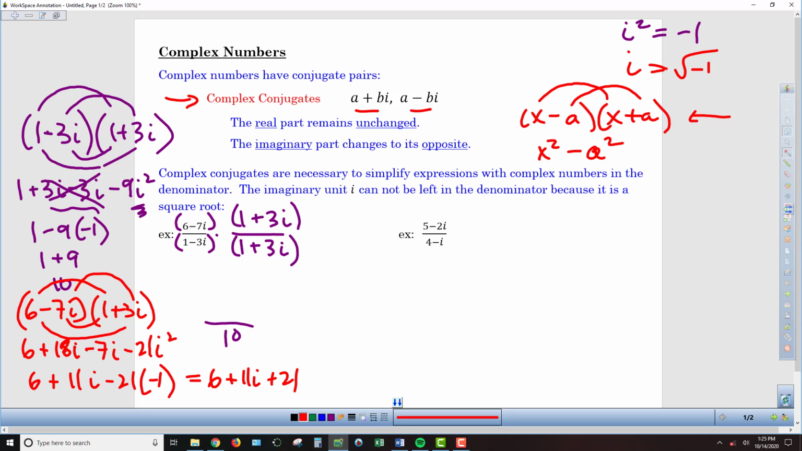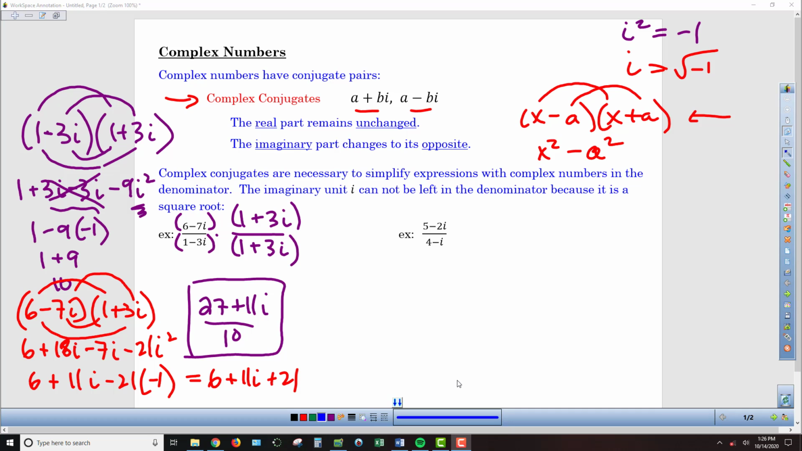So to finish off, I'm going to gather my like terms. So 21 plus 6 is 27. So I've got 27 plus 11i in my numerator. So this is our simplified expression. It's equal to what we had in the original problem. It looks very different, but it no longer has an i in the denominator, which is the rule breaker that we have to try to work around.